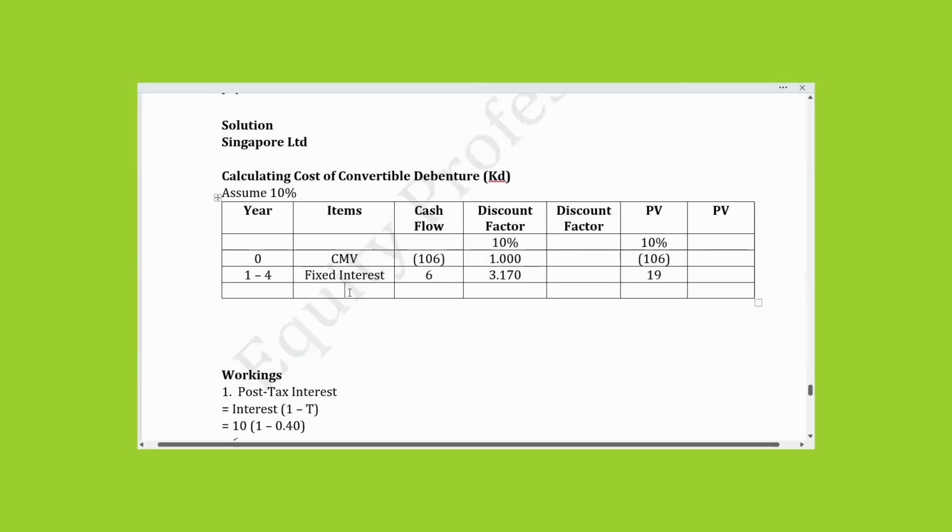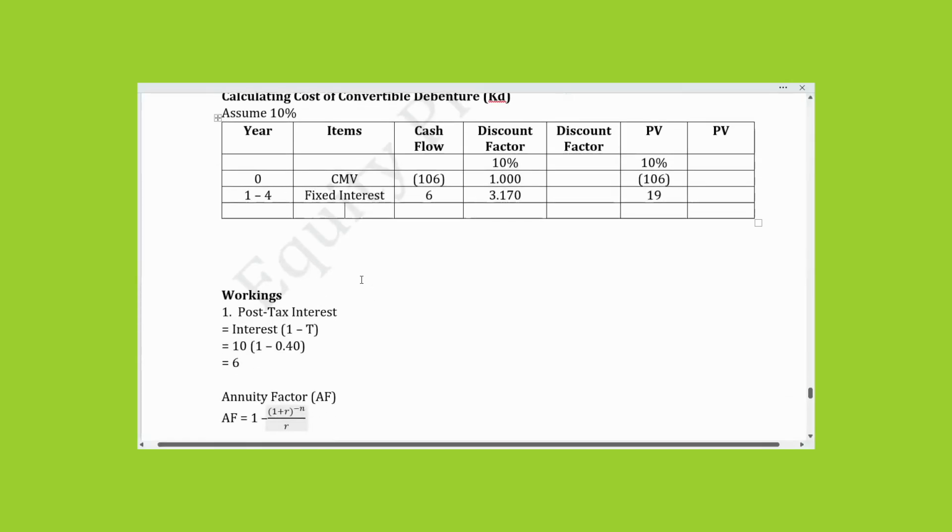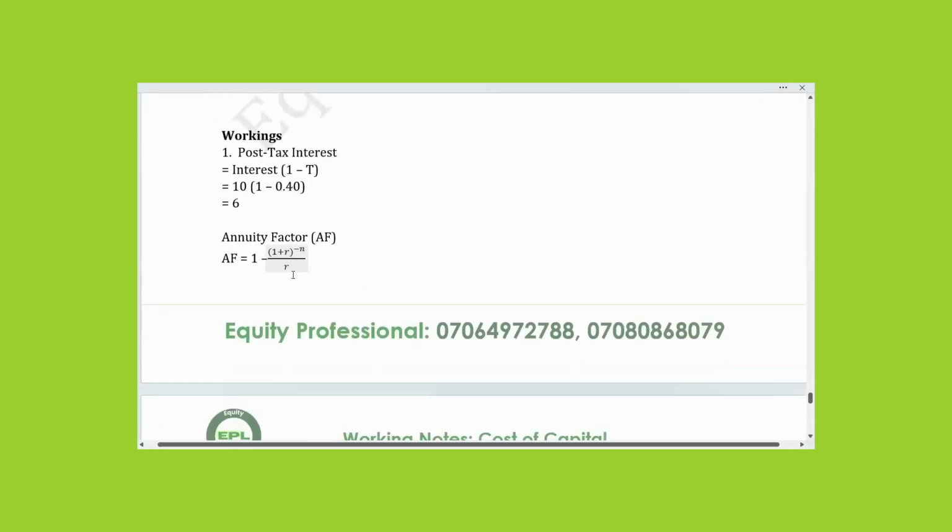So at this point, because we are calculating cost of convertible debenture, I told you that investor will only convert if it is profitable. So if the conversion value is higher than the redemption value, that is only when they are going to convert. If redemption value is higher than the conversion value, the investor will only wait until the maturity date to redeem the principal. They will not convert because it is not profitable. So at this point, we need to compare conversion value with the redemption value.